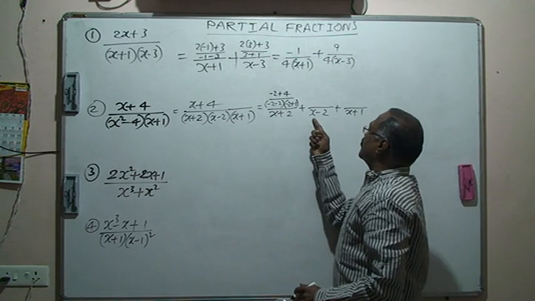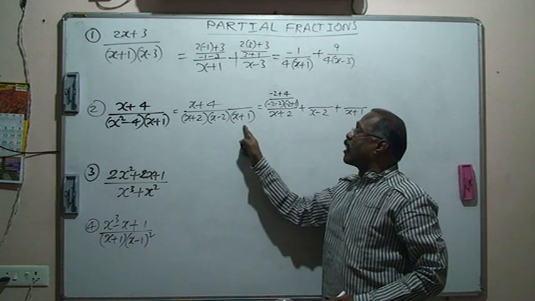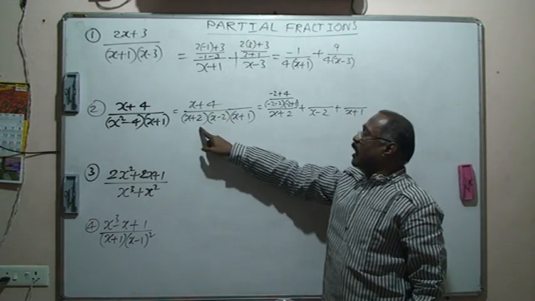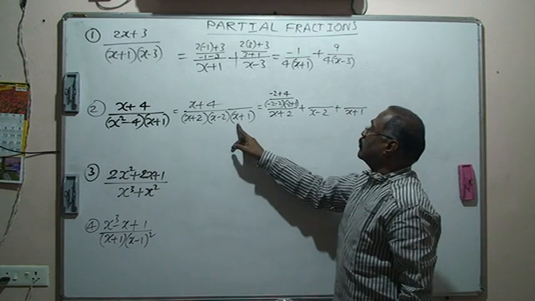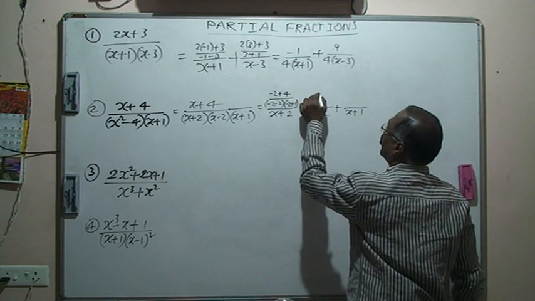Now coming to this, x is equal to 2. Put x equal to 2, everywhere but not there. 2 plus 4, 6, by 4 into 3, 4 into 3 is 12. 6 by 12 is 1 by 2.